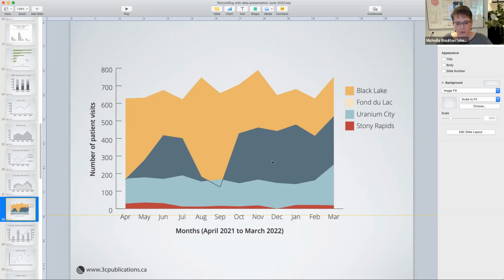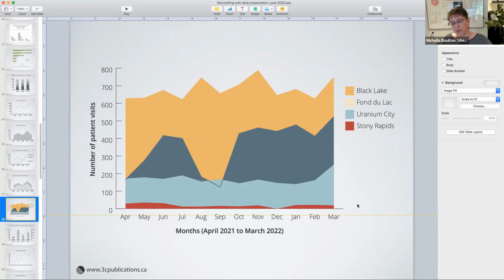This was actually Fond du Lac, and their numbers dipped below Uranium City's for this one month only. So this was the compromise that we came up with to resolve that. The other thing that I would point out is that poor old Stony Rapids is almost invisible at the bottom, right? It's there, but it's so small that it's very hard to see compared to, for example, Black Lake. So that's something to keep in mind as well. When you're comparing these huge disparities of numbers, sometimes the little guy gets really lost in the chart.